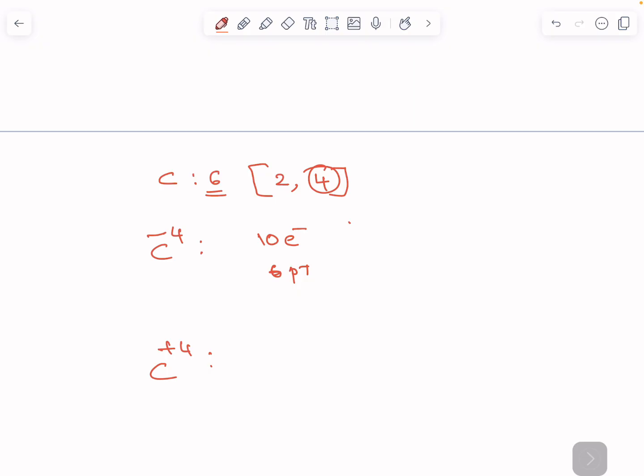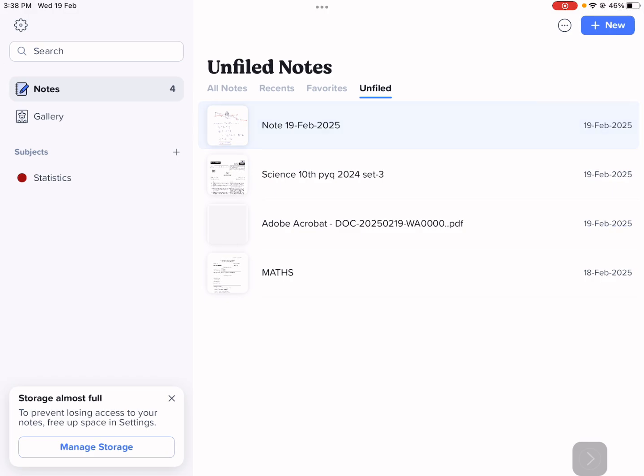Means then how does this carbon overcome this problem? By sharing of electrons with other atoms. Okay, so that means here it shares electrons to form covalent compounds. Okay, so you have to write this answer and come to here.